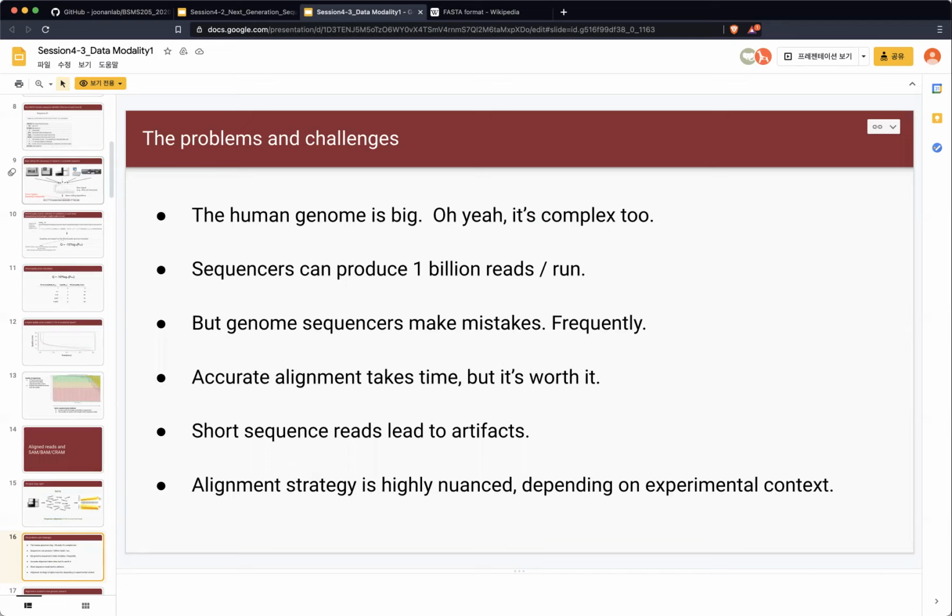And also, if you think about the quality, the genome sequencers can make mistakes frequently, right? 1 in 100 is quite a high rate. And accurate alignment takes time because it has to be done by computation, not by hand. It takes memory and it takes CPUs. So let's say if I do one person's genome for the alignment, you have to use a 16-core CPU, so 16 cores, and also about 24 gigabytes of memory. So this is one person's genome.